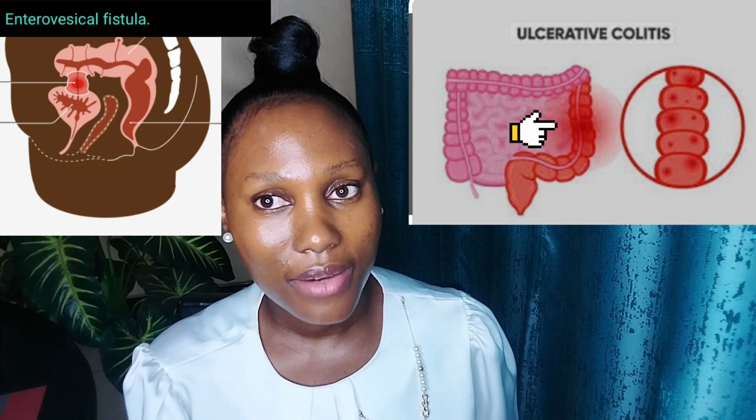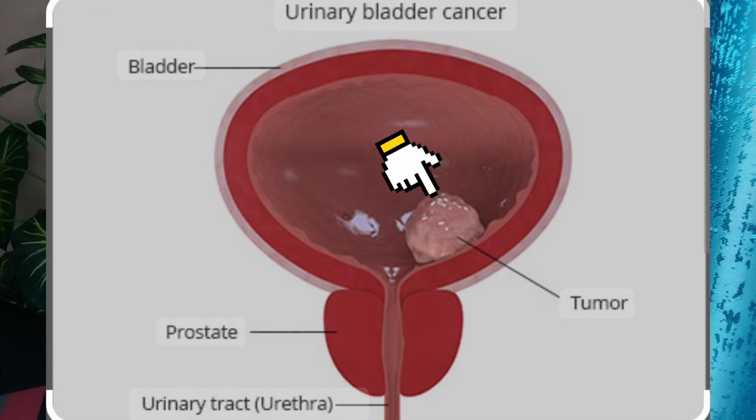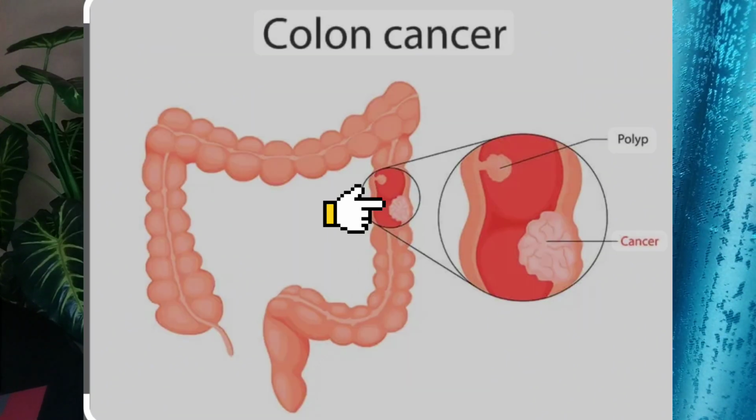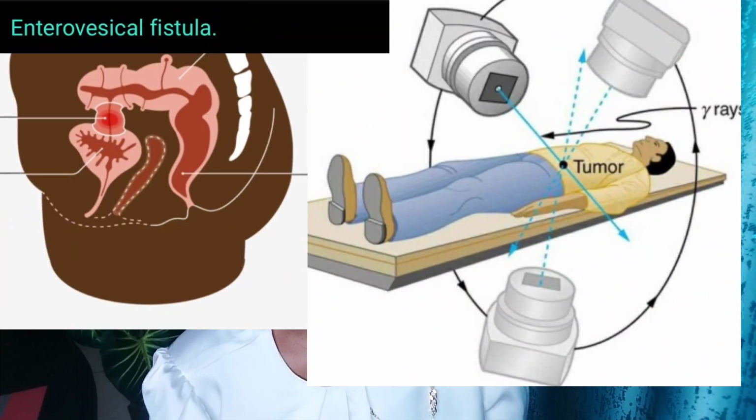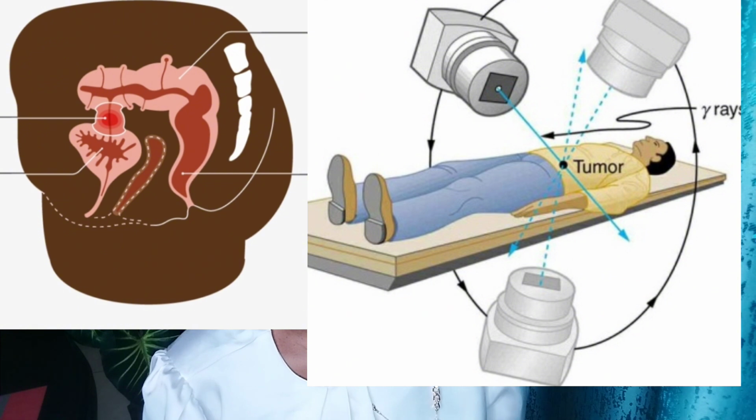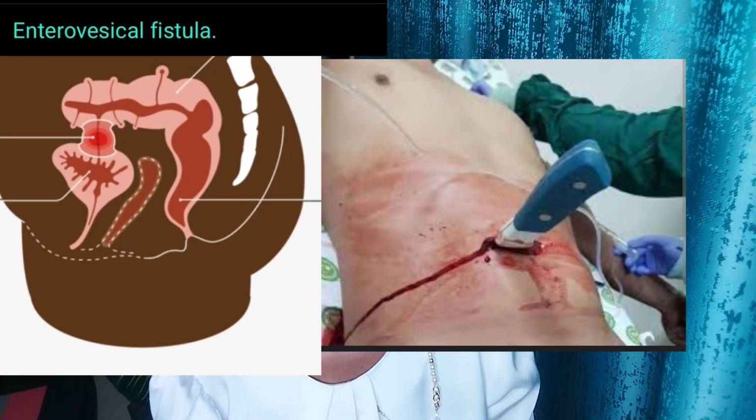Also, individuals that have cancers, for example, cancer of the urinary bladder, cancers of the intestines, especially the colon, individuals that received radiotherapy to the intestines, individuals that sustained penetrating abdominal trauma, for example, from a gunshot wound or a stab wound, individuals that have had long-standing episodes of chronic appendicitis, as well as individuals that have tumors of the appendix.